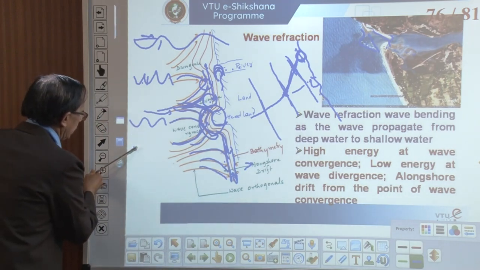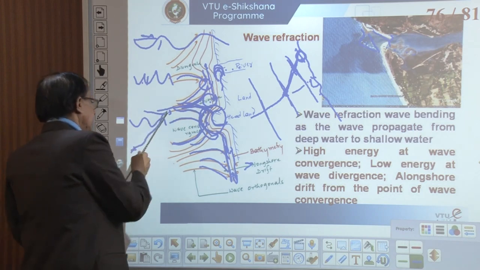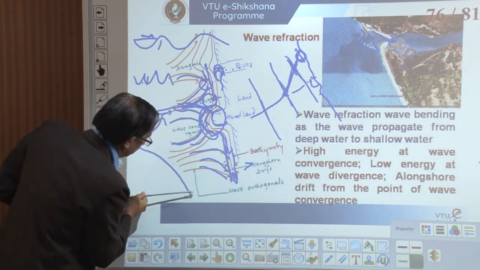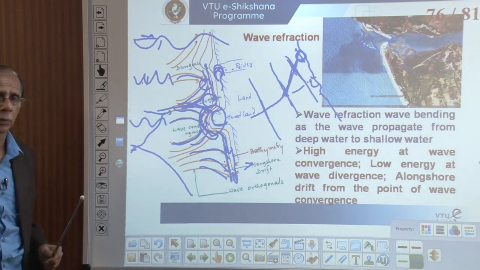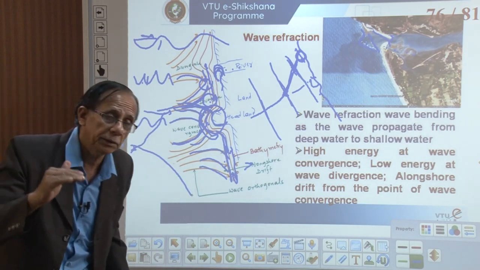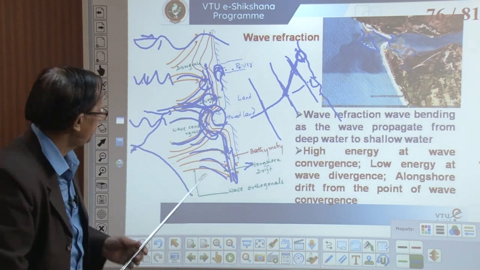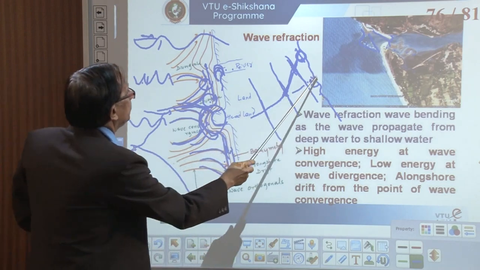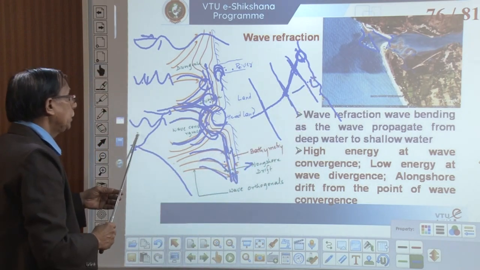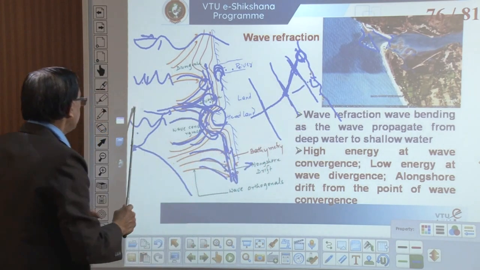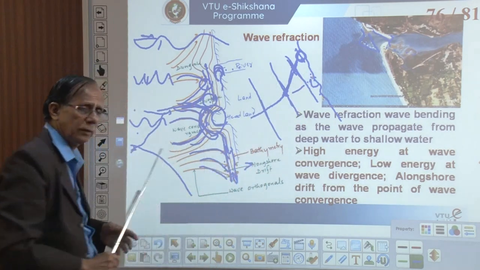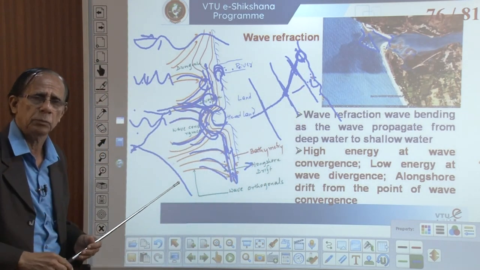Initial direction is this, or they may be like this. If the initial direction is this, they may be like this. Initial direction of waves, initial wave height, initial period. If initially 1 meter, by the time they come here it may be 3 meters. Initially 2 meters, it may be 4 meters. Initially half a meter, it may be 1 meter. Initial water depth is important.